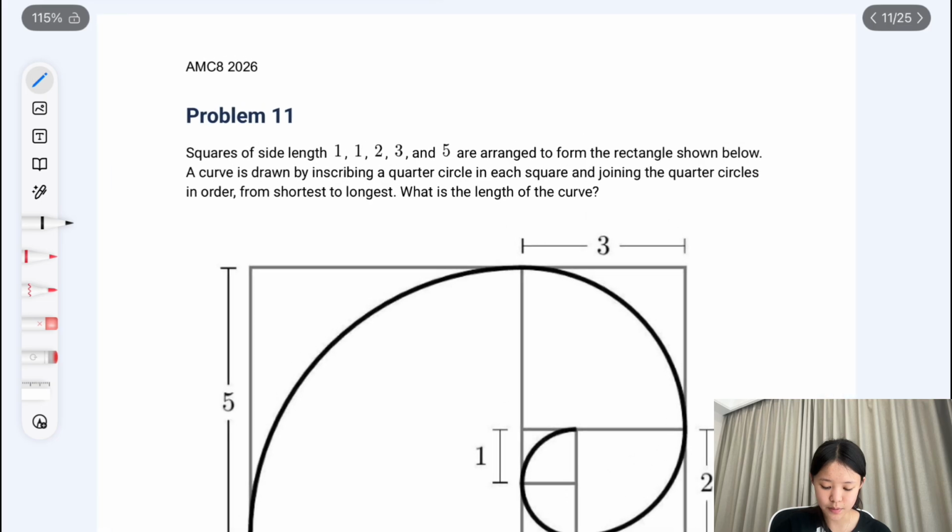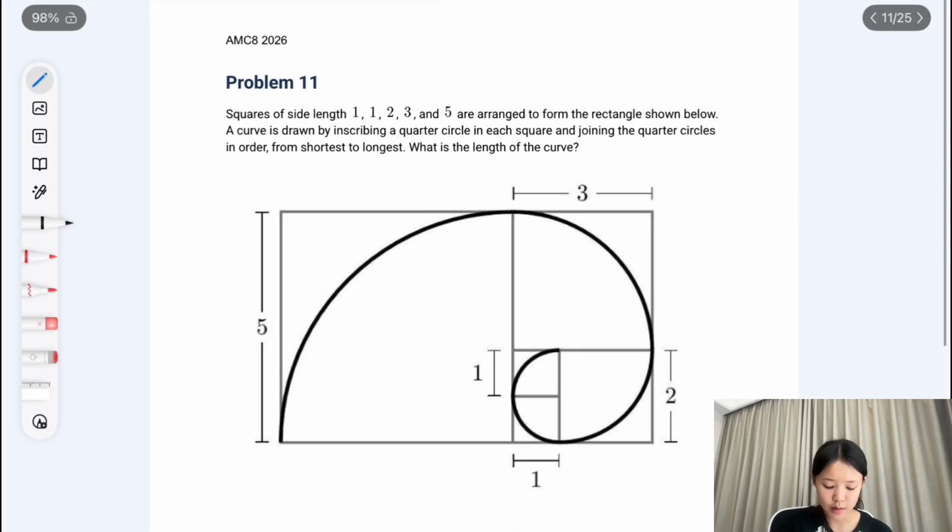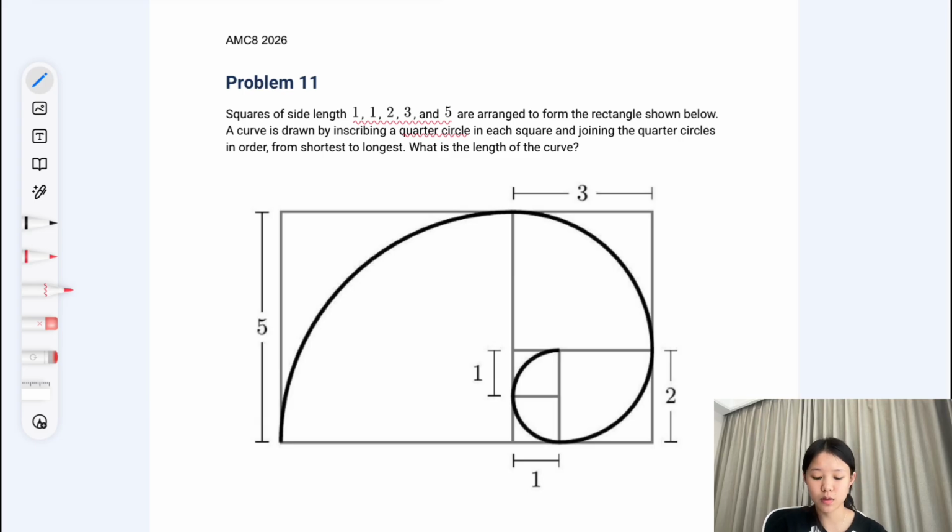Okay, question 11. Squares of side length 1, 1, 2, 3, and 5 are arranged to form the rectangle shown below. And a curve is drawn by inscribing a quarter circle in each square and joining the quarter circles in order from shortest to longest. And what is the length of this curve?